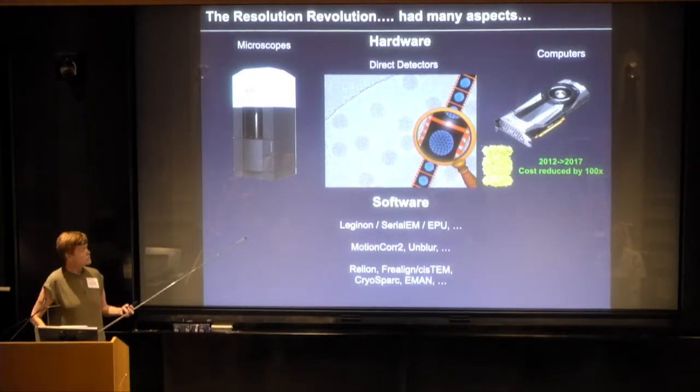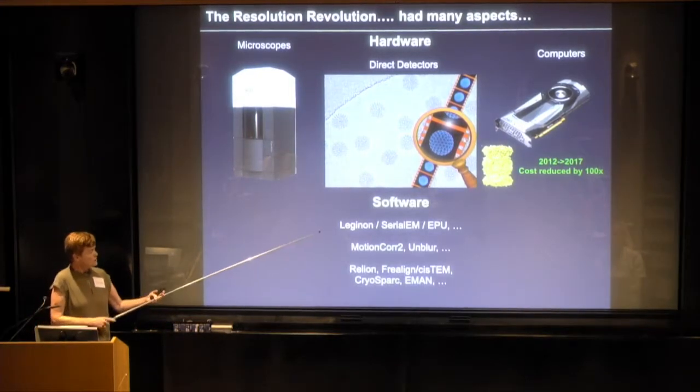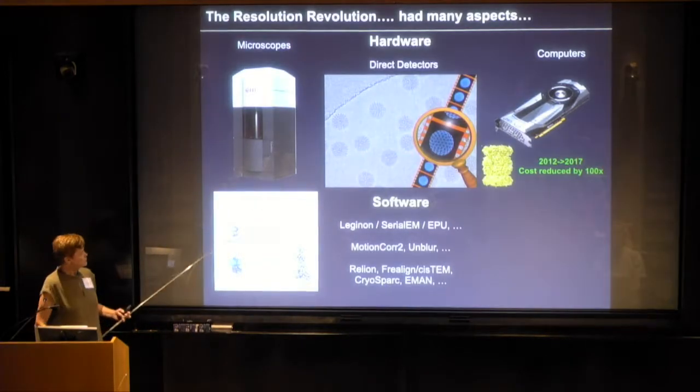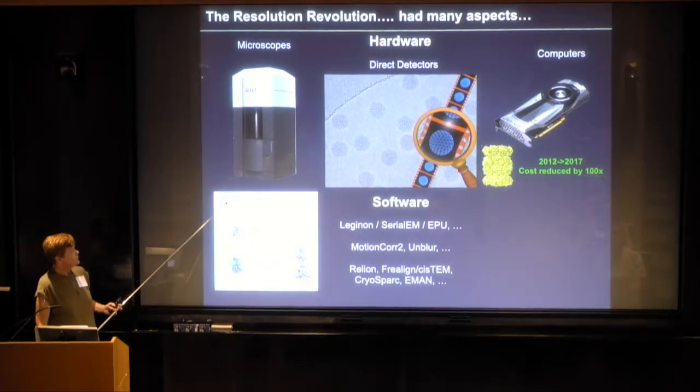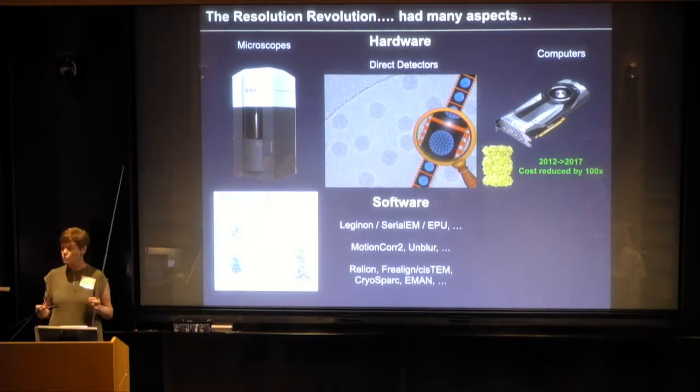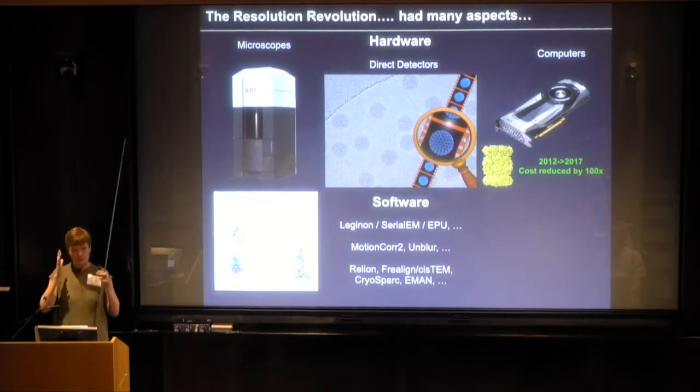And then software was tremendously important. Automation software is important because some of these big structures that we do require 17,000 images, not 17,000 particles, 17,000 individual images snapped at the electron microscope.